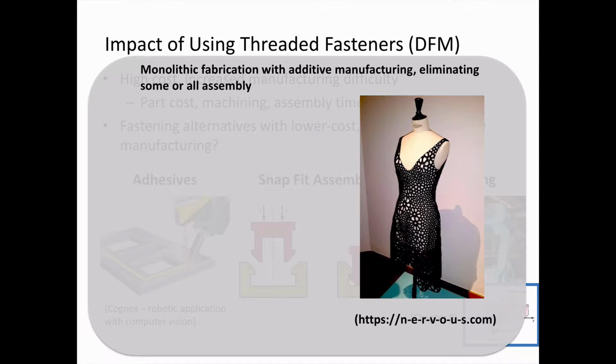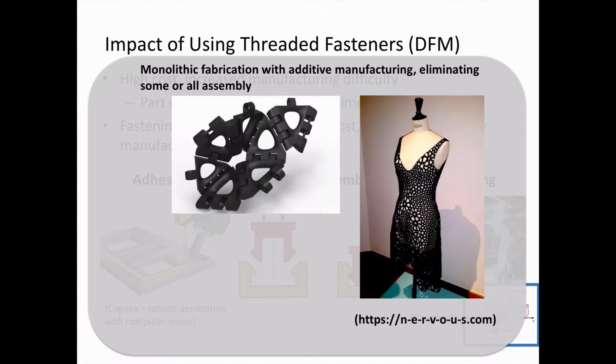Another relatively new manufacturing process is additive manufacturing, where sometimes assemblies can be manufactured all at once, eliminating the assembly step. Here's an interesting example shown on the right. This is a dress made of rigid links that are connected together using revolute joints. Here's a close-up view of some of these revolute joints and the links. And the unique thing about this type of product is that it can be printed in a folded up manner inside a small 3D printer volume.